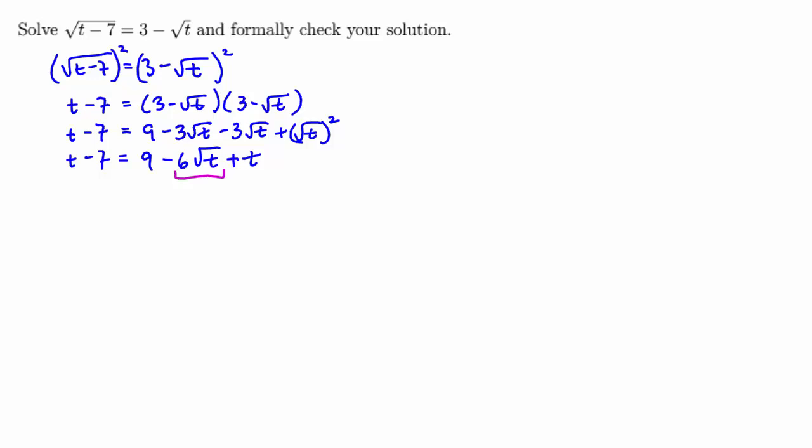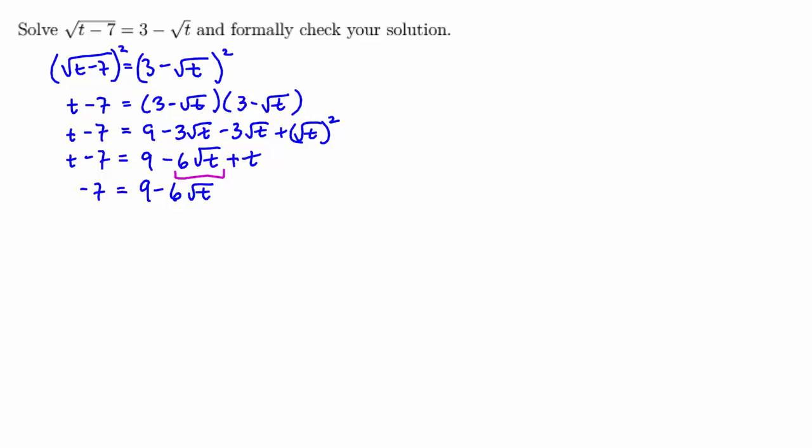So I see that I have terms containing t on each side and constant terms on each side. So my first step, I'll subtract t from each side, and it'll cancel on the left side, so I'll have negative 7 on the left. T minus 7, subtract t, I'm just left with negative 7. On the right, I have 9 minus 6 times the square root of t plus t, so if I subtract t from that, I'll simply have 9 minus 6 times the square root of t.